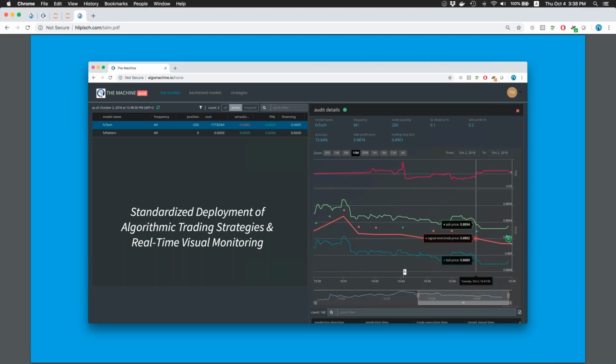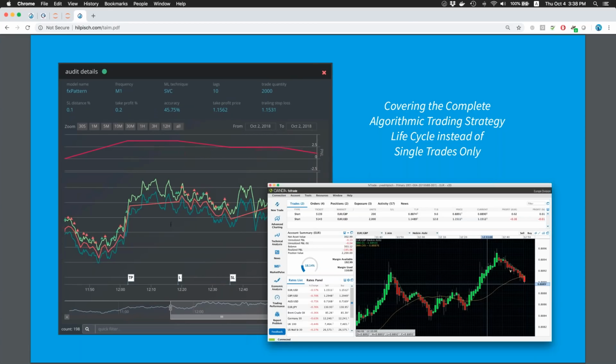So a standardized deployment of algorithmic trading strategies and the real-time visual monitoring is then at the core, and you will see it in real time after I've finished this section. To sum it up here, we, with the AI machine, cover the complete algorithmic trading strategy lifecycle instead of single trades only.